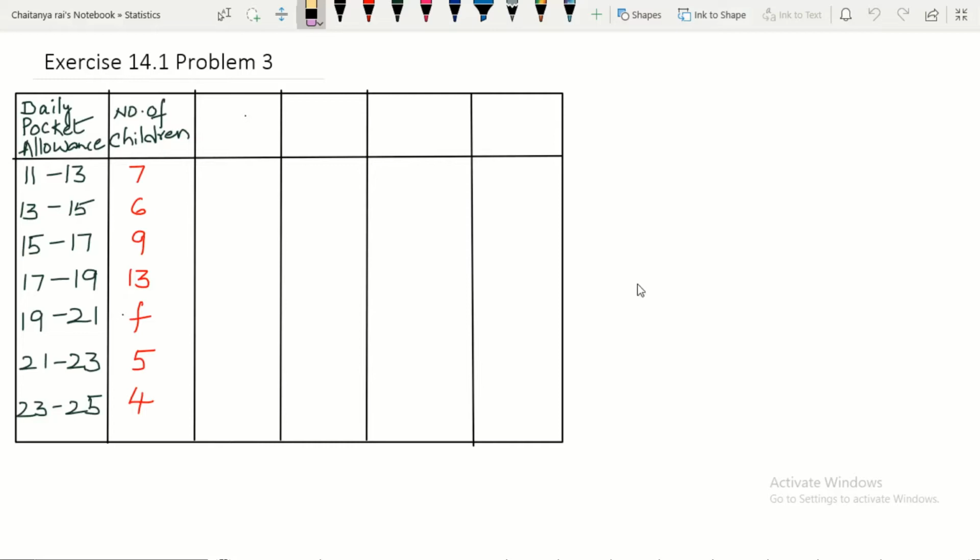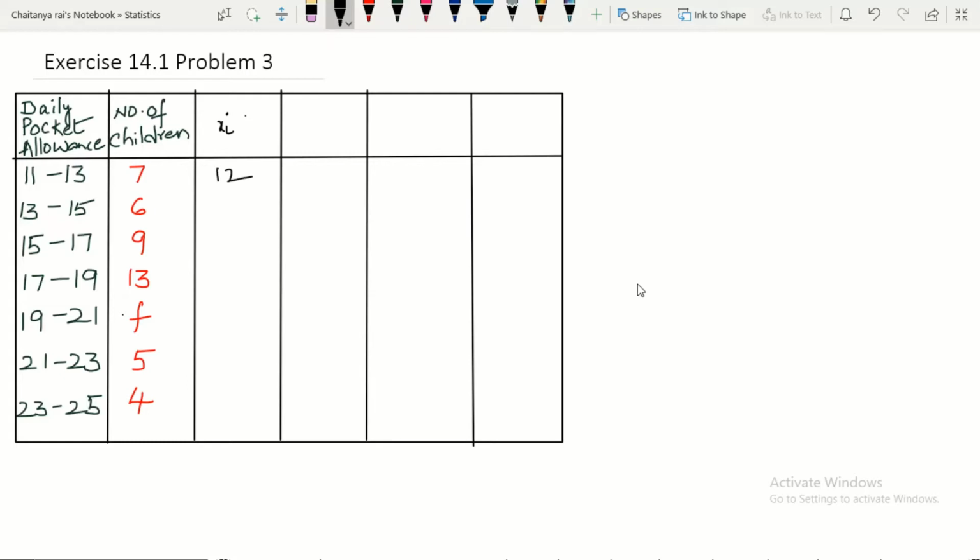The next column will be the class mark, that is xi. Just like the earlier problems, here also we will follow the same procedure to find the class mark of the respective classes. The lower boundary and upper boundary are 11 and 13. We will add them and take the average. 11 plus 13 is 24, and 24 by 2 is 12.